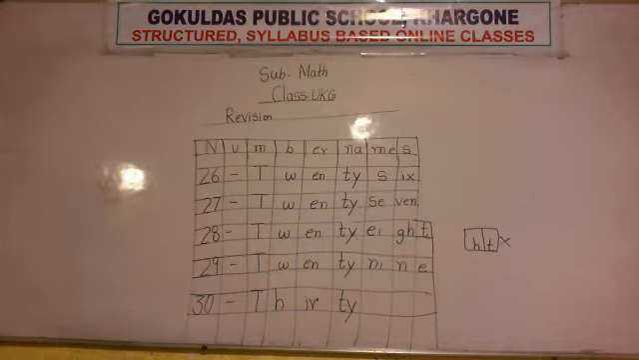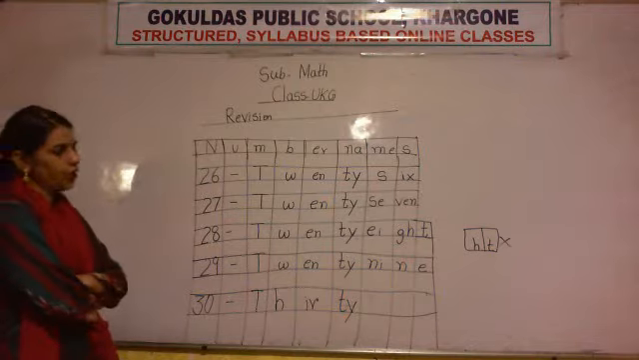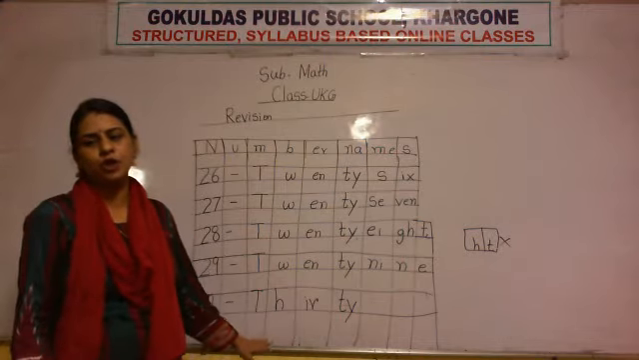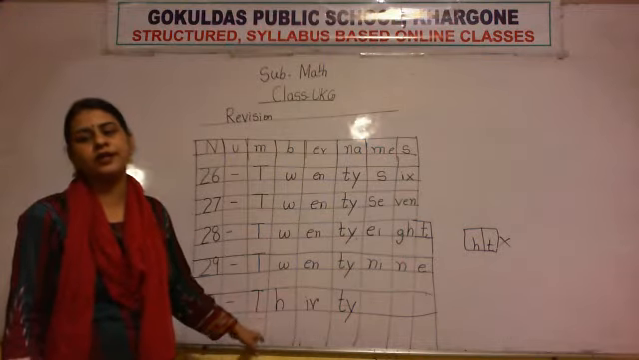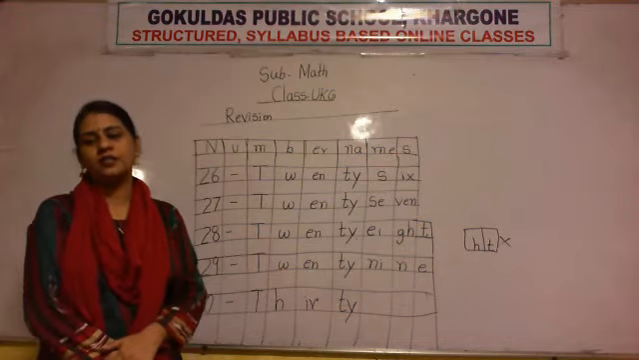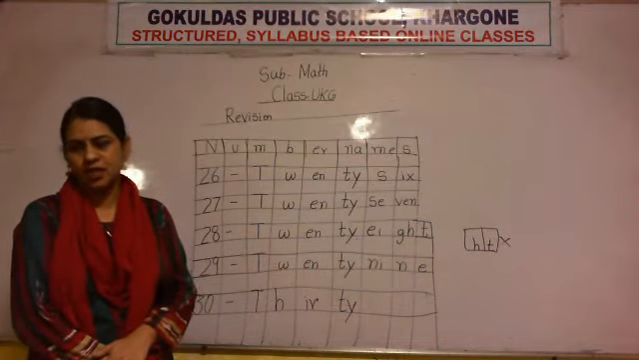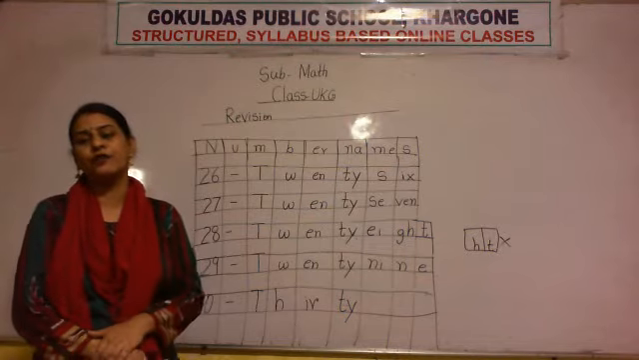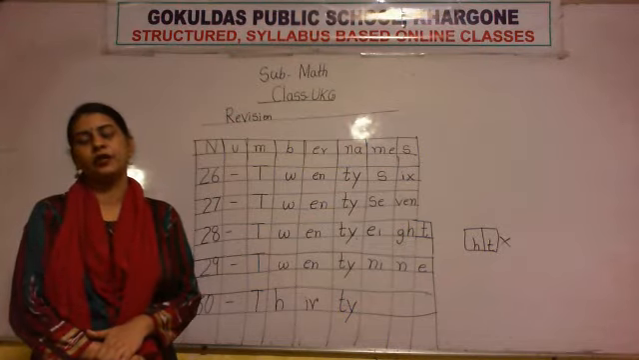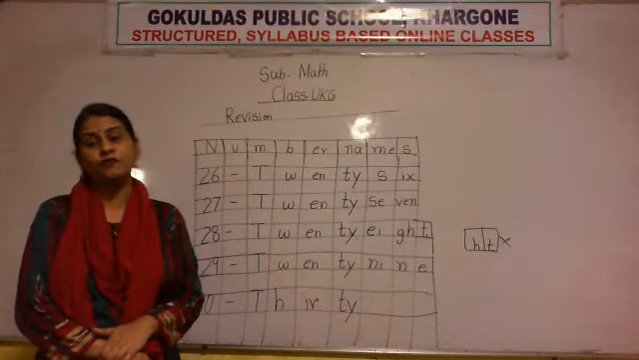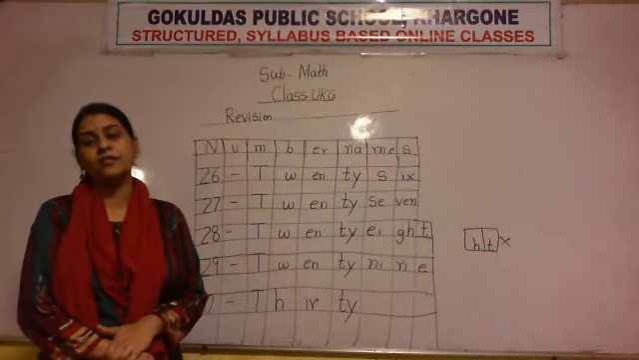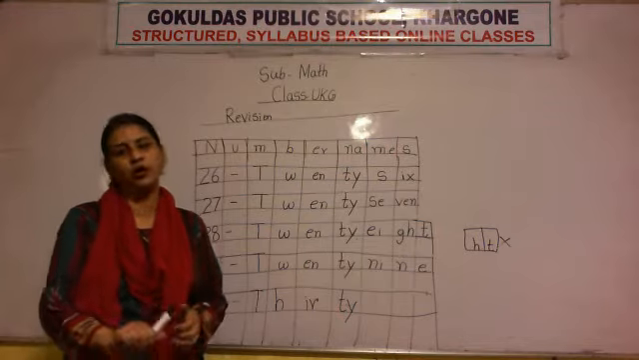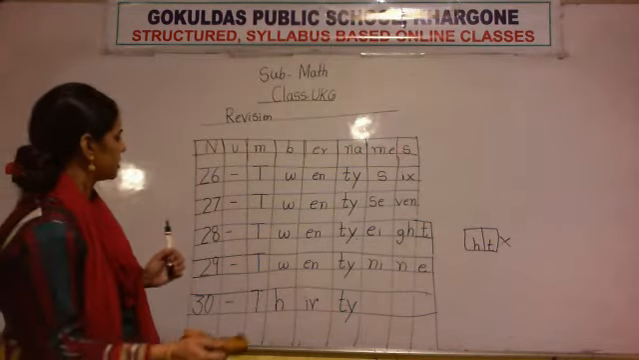Okay, completed. So this revision you have to do in your notebook: spellings from 21 to 30. Now on the next page again write revision. Now we will write the spellings from 31 to 40. Once again listen, 40. It is not 4T. It is 40. So I am going to erase this.